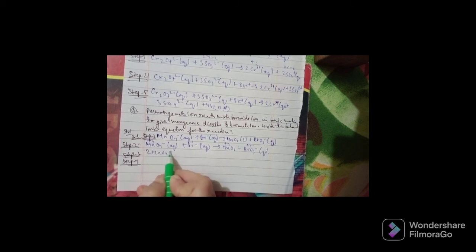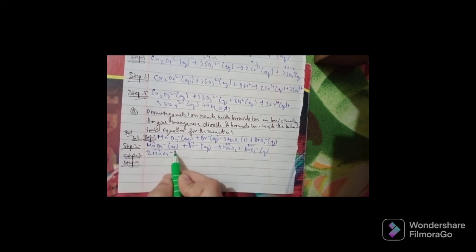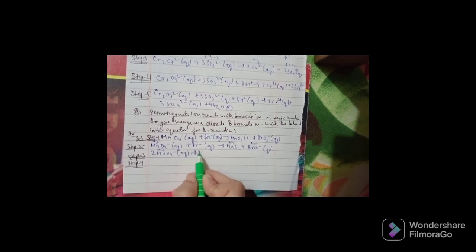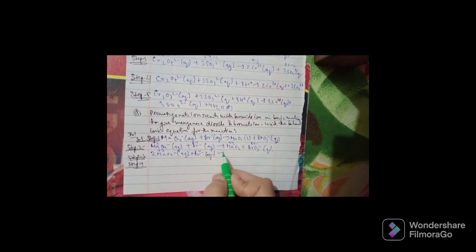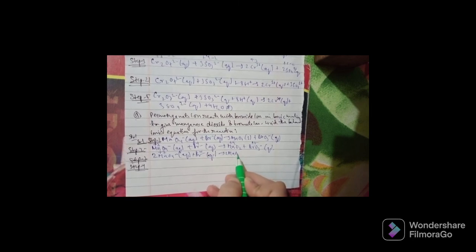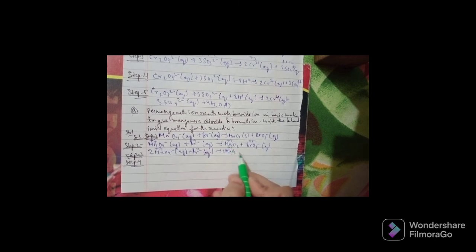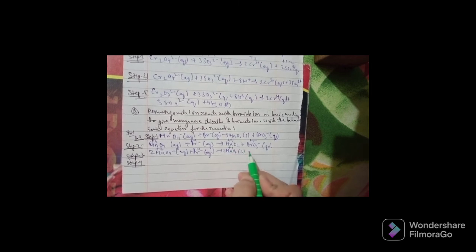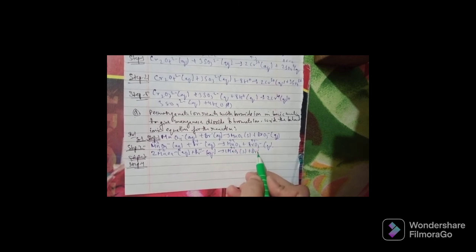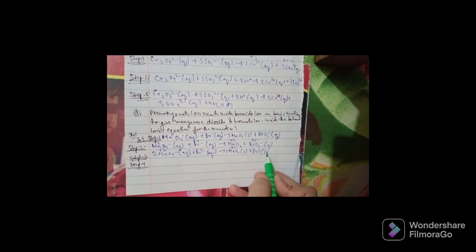2 MnO4 minus, that is plus 7, (aq) plus Br minus, minus 1, (aq) will give 2 MnO2, plus 4, plus BrO3 minus.